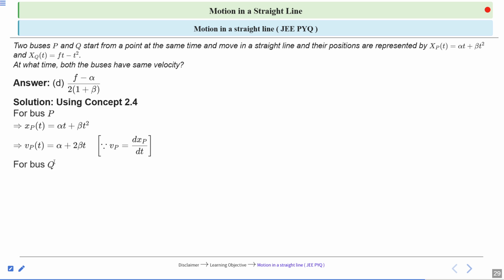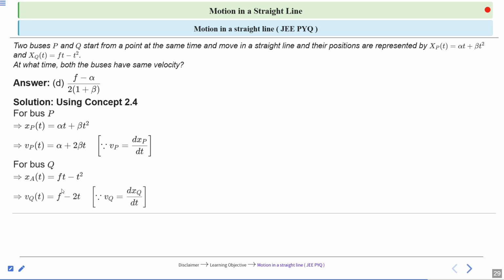For bus Q, the position is x_Q of t is equal to f t minus t square, and the velocity is v_Q of t is equal to f minus 2t. We know velocity is the rate of change of position. So this is the velocity of bus Q, and this is the velocity of bus P.